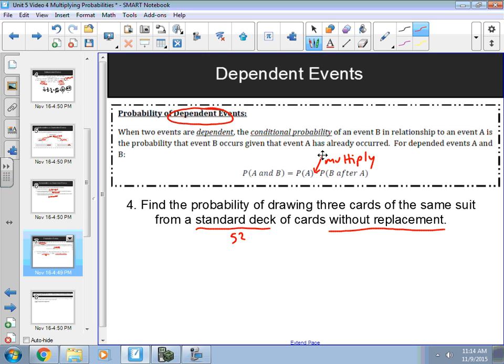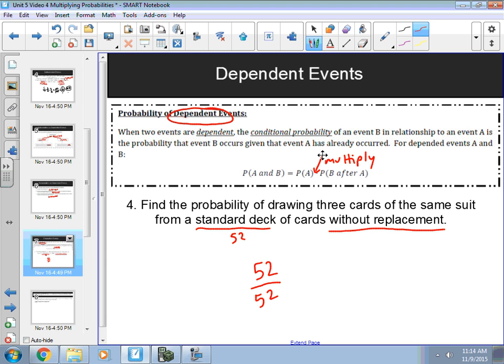So first, we got to figure out what's the probability of drawing 3 cards of the same suit without replacing them. Well, in this problem, they never told us what this suit is. It could be any of the 4 suits. So our first choice really can be any card. We don't really care what the first card is. So our probability of drawing the first card would be 52 out of 52. We don't know what it's going to be, and we don't care.